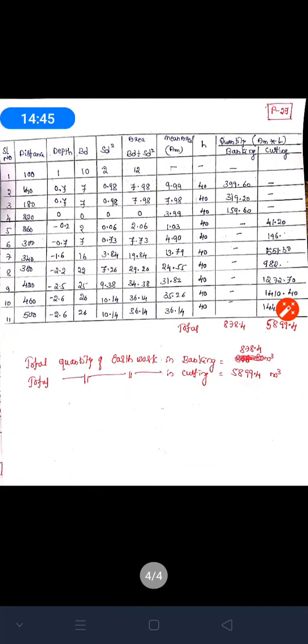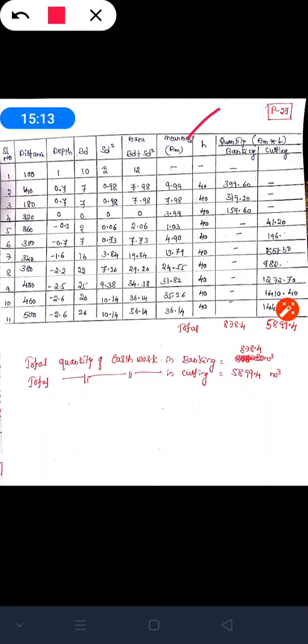Next we should prepare a tabular column like this: serial number, distance, depth, area of mid portion, and area of the side portion. But here we are calculating by the mean section area method. It means we should not consider the mean depth, we should consider the mean area. Okay, it will remain the same, but we only consider the mean area instead of mean depth. So depth, area of side portion, then total area, then mean area, then length, and banking and cutting here.